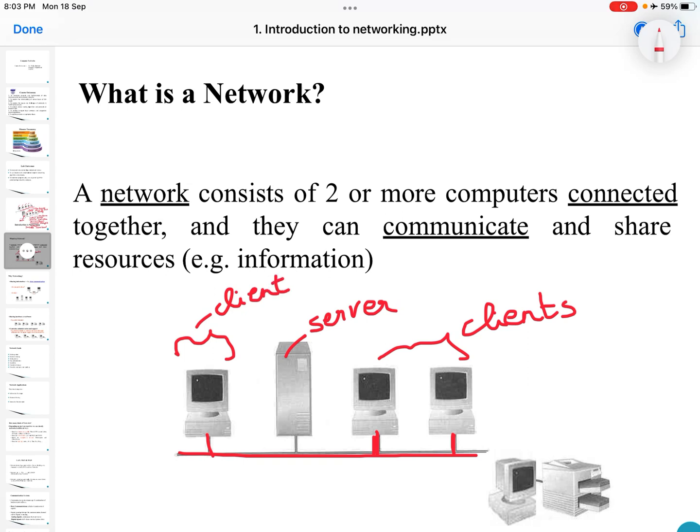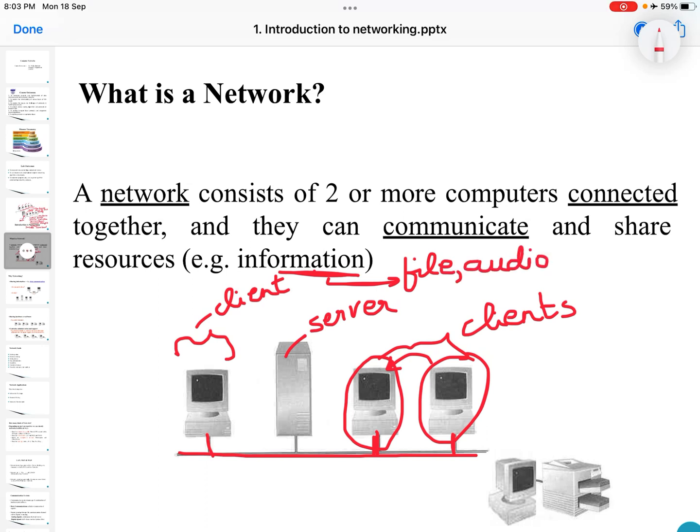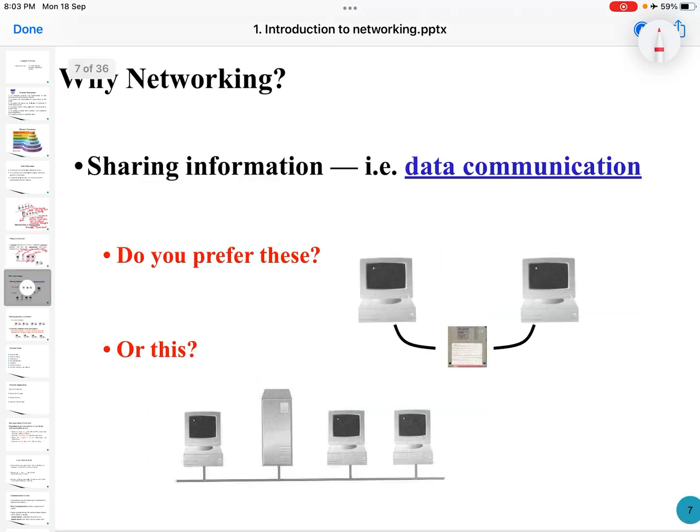So all these computers are connected together and they can communicate with each other. This computer can communicate with this computer to share some kind of information. That information can be a file, an audio, a video, an image. Any kind of information can be shared from one computer to another computer when they are connected in the form of a network.